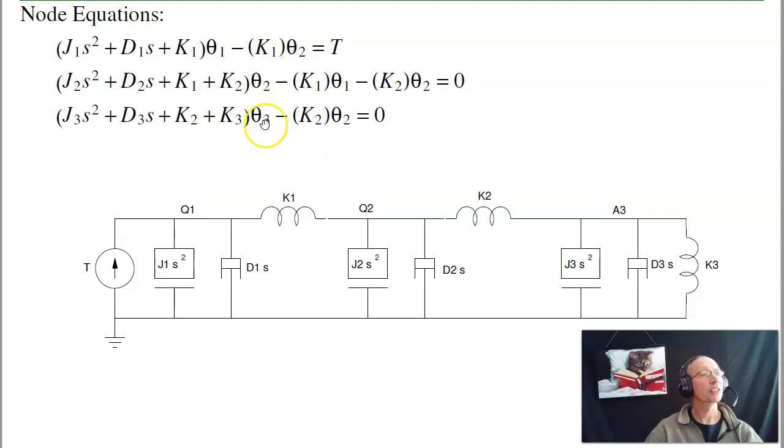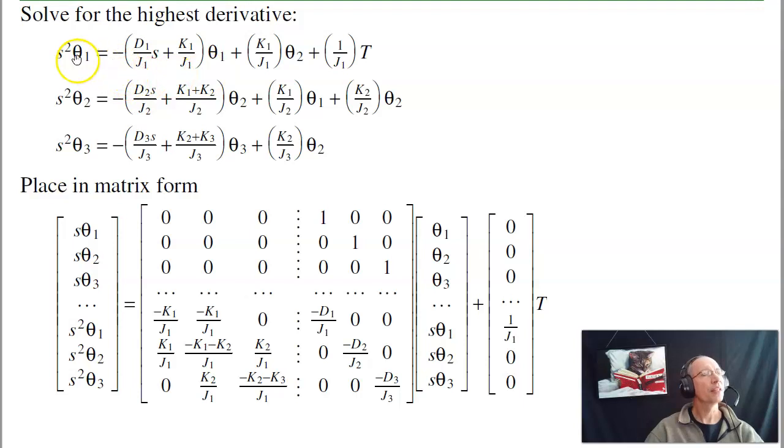So once you get the equations, then I solve for the highest derivative and throw that in matrix form. And just like a mass spring system, three inertias actually gives you a sixth order system. I've got the angle and velocity. The derivative of angle is velocity, gives you the zero identity matrix. Derivative of velocity is acceleration. That's where you get the dynamics.